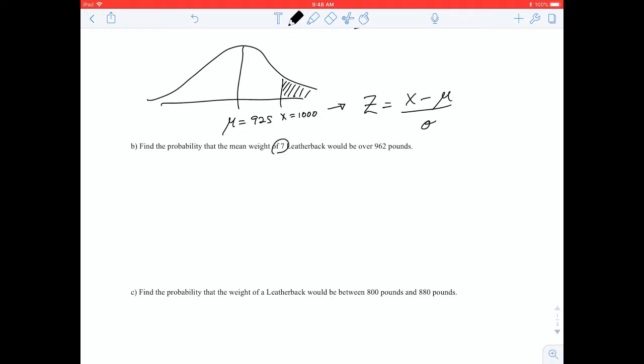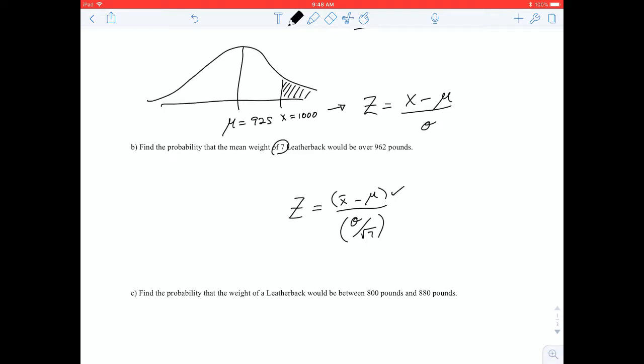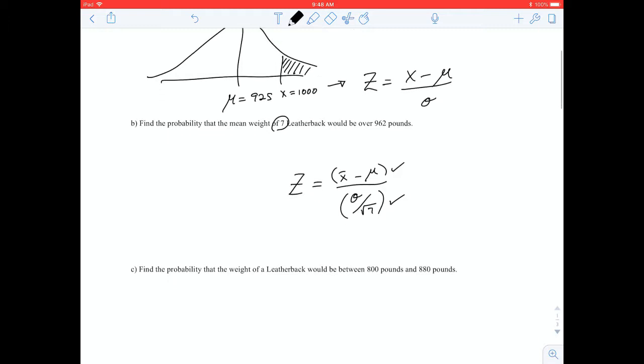Now the difference with this one is it's 7 leatherback turtles. So you basically do the same thing as number 1, except when you do the z-score, it would be the average, so that would be the 962 minus the mean divided by the standard deviation. And then what you do with the 7 is you divide by the square root of 7 on the standard deviation. And when you type that in the calculator, make sure that you use parentheses so the calculator knows this is the numerator and this is the denominator.